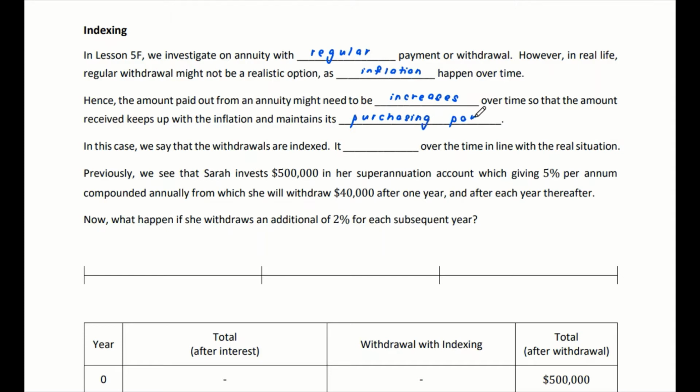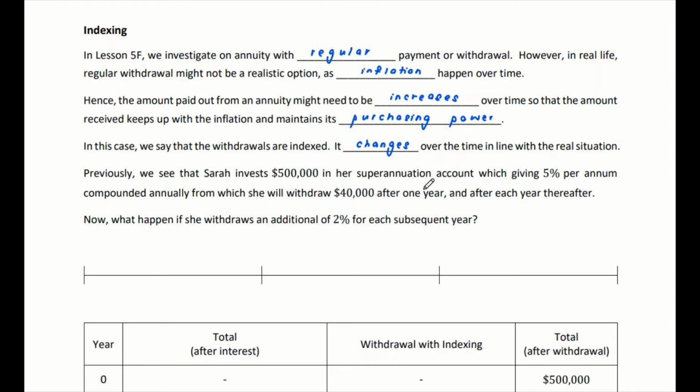So that's the idea. In this case, we say that the withdrawals are indexed. That's why this is called indexing. The amount of money that we withdraw changes over time in line with the real situation.